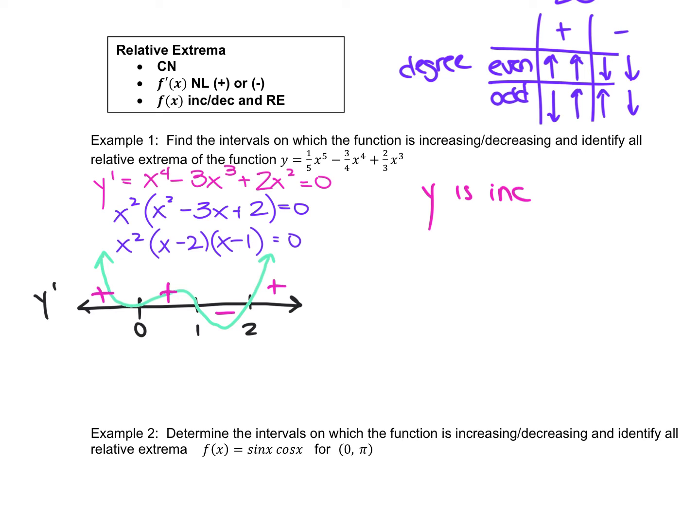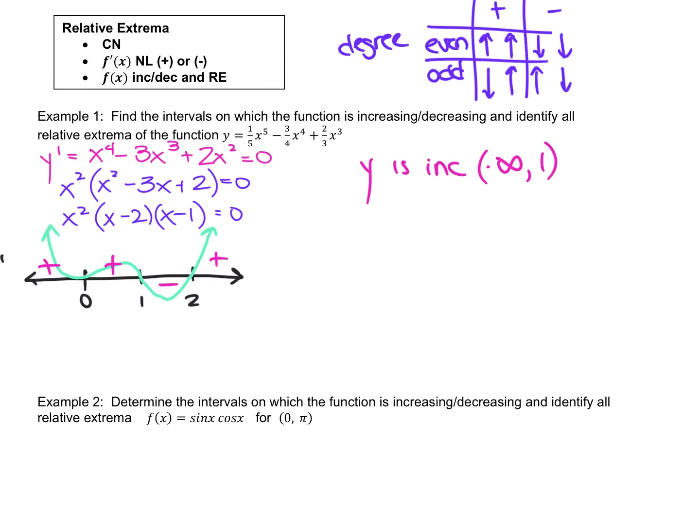What intervals would you say it's increasing? Negative infinity to... so all the way back, because what does this arrow mean? Goes all the way to negative infinity. Do I have to split it here? No, because it stays positive. So it's increasing all the way up to where? 1. So I say y is increasing from negative infinity to 1. Where else is it increasing? 2 to infinity. Yes? And it's only parentheses on infinity.